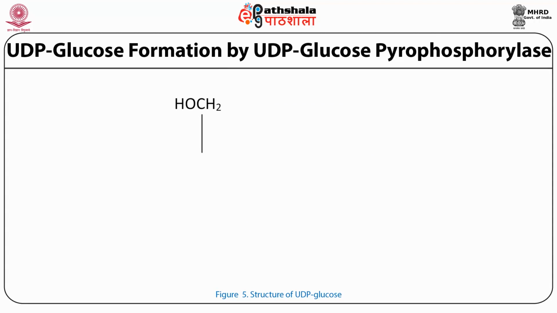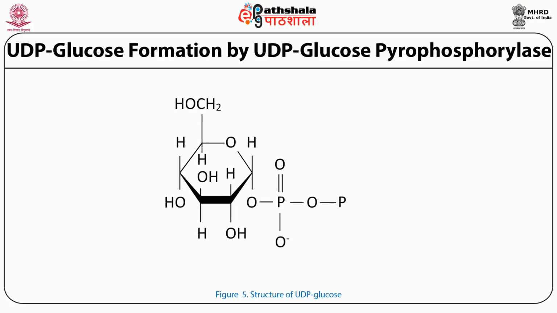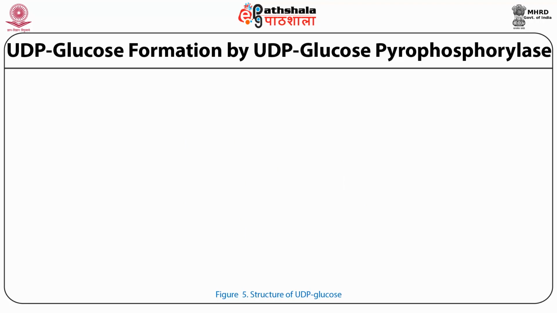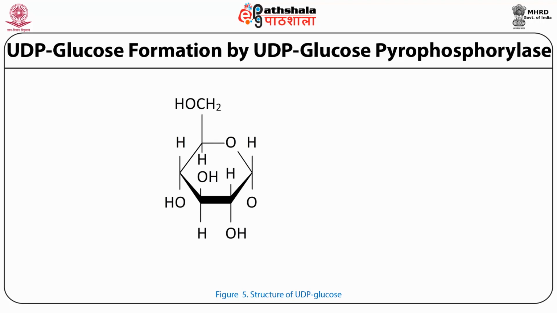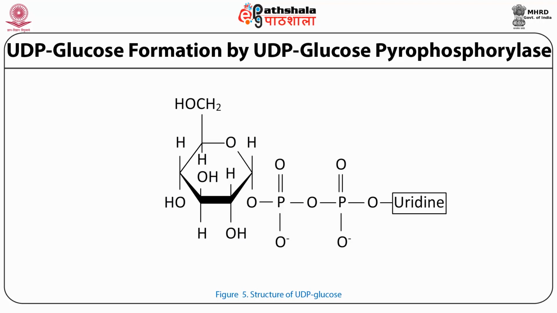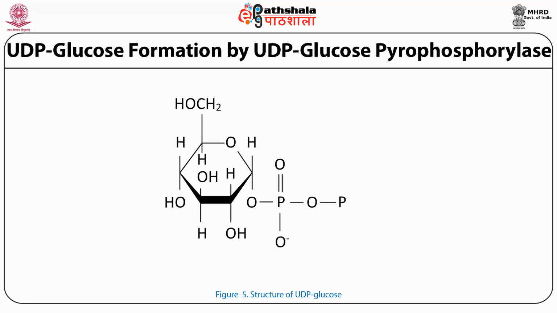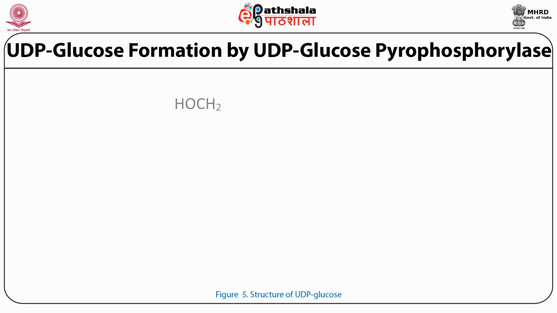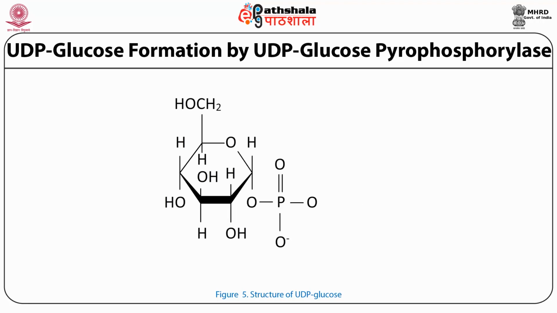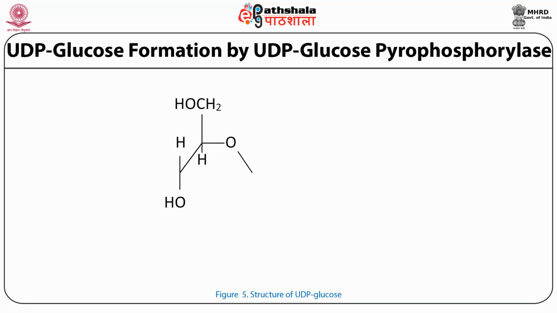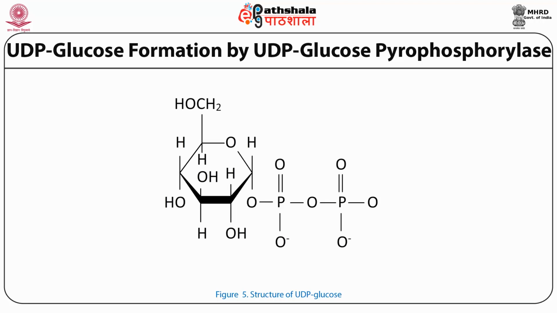This slide shows the structure of UDP glucose. The glucose is combined to uridyl diphosphate. UDP glucose is the activated form of glucose used for metabolism of galactose and biosynthesis. UDP glucose is a high energy compound that can donate glucosyl units to the growing glycogen chain. No further energy is required for glycogen synthesis.